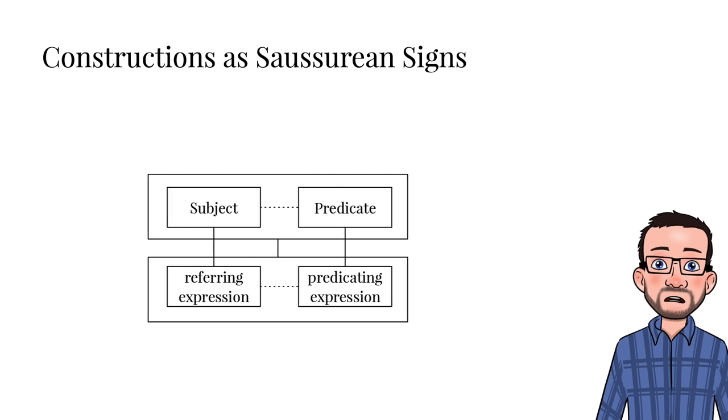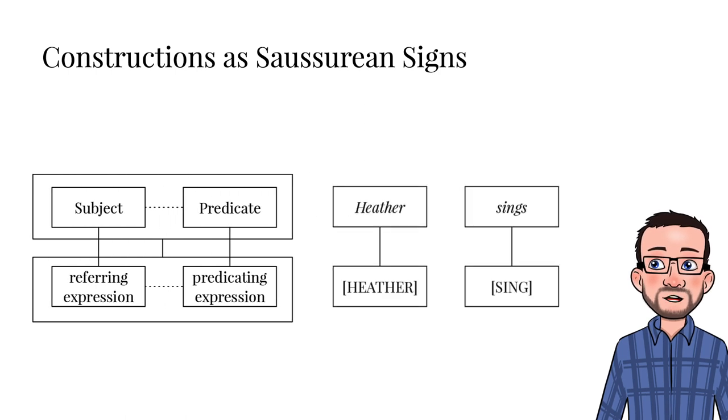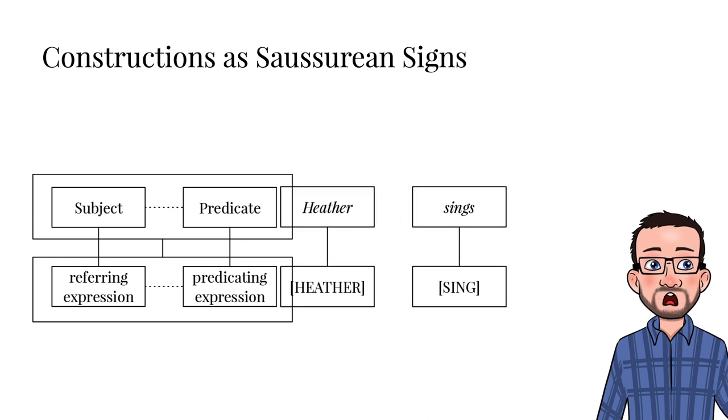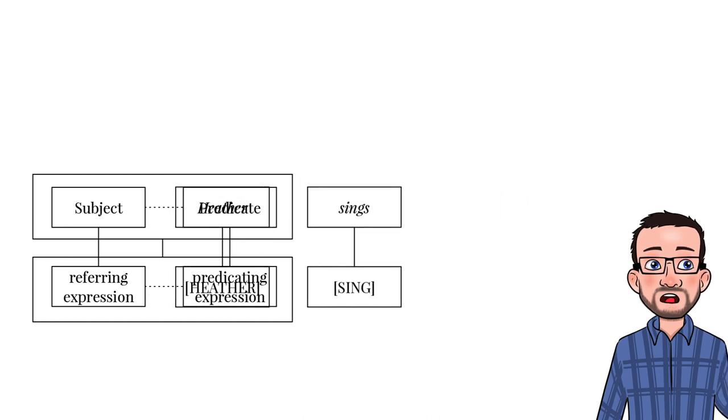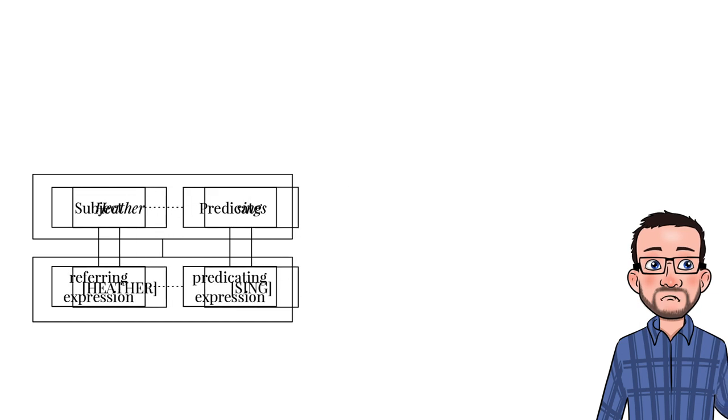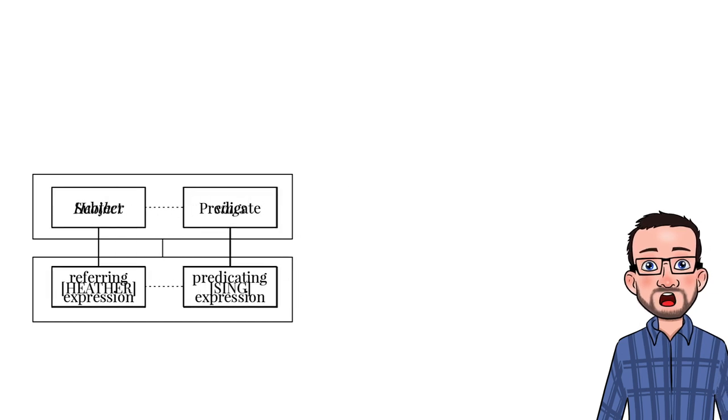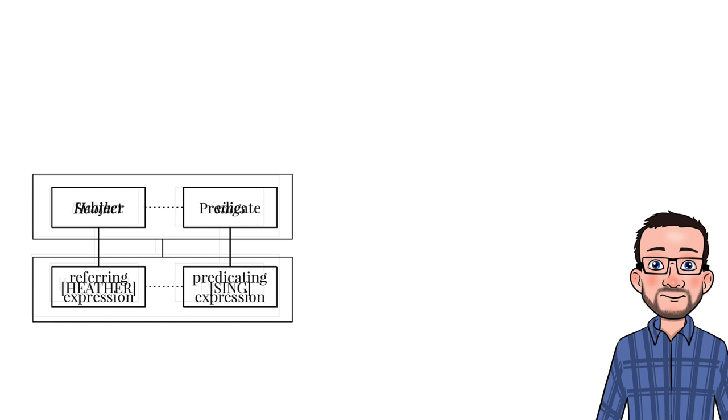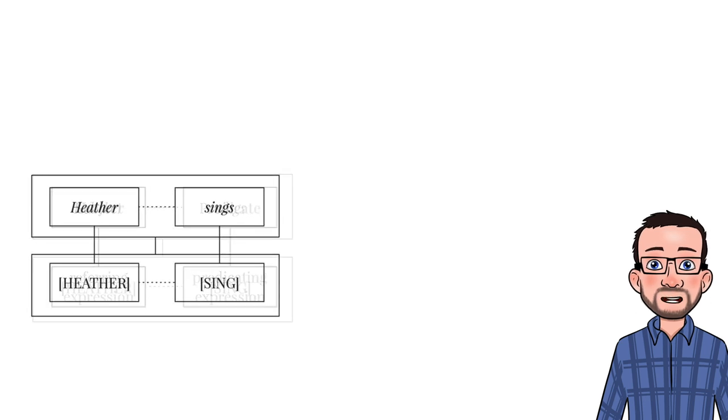Let's look at another example. Heather sings. Here we have two lexical constructions. Heather, sings, just like Saussurean signs. We can now combine these two constructions with a subject-predicate construction in exactly the same way as we combined the lion construction with the kick the bucket construction. The result of combining these constructions gives us the sentence, or the construct, Heather sings.